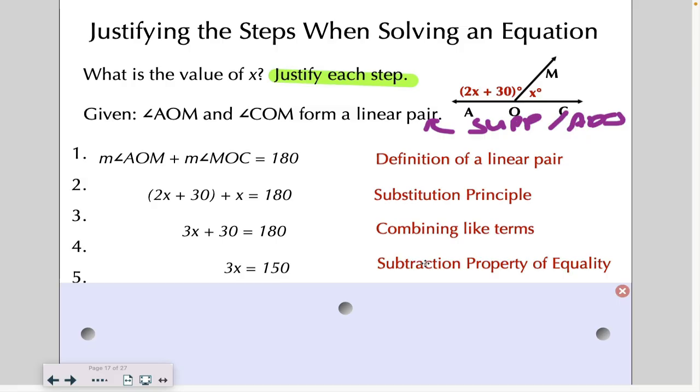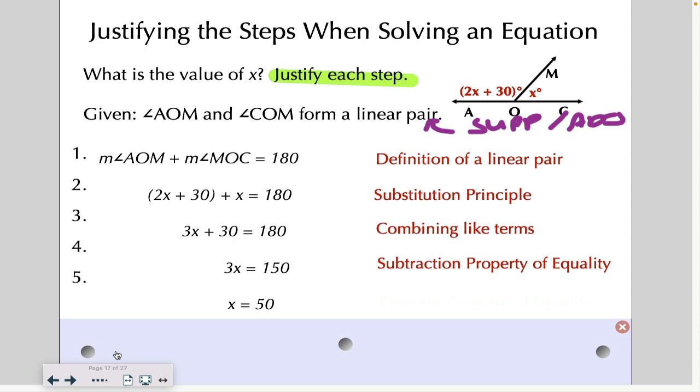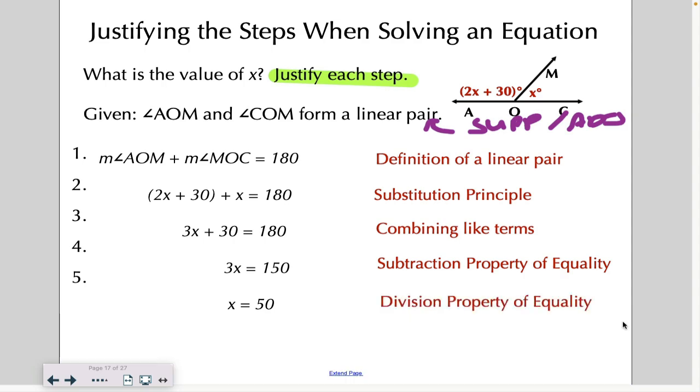Subtraction property of equality. You do have to say "of equality." You'll see why in a moment. And I got one more step. X equals 50. What's that guy? Division property of equality. You'll get the hang of it. You will get the hang of it, and then you'll get a flow for what things are. Questions about that one?